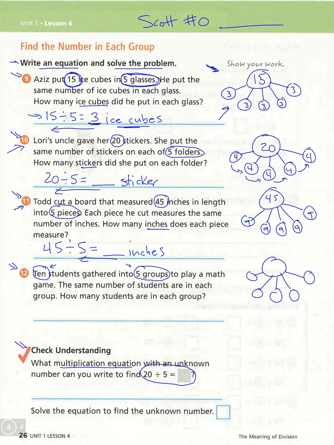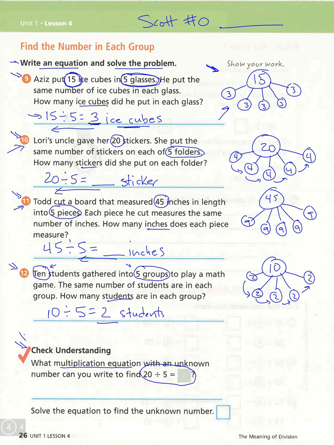Sorry, 10 students. Here's our 10 students. They divided up into 5 groups. So 10 divided themselves up into 5 groups. How many kids were in each group, right? How many students were in each group? So we're thinking, oh, and I already did it. Sorry, 2. What times 5 is 10? 2 students. So 2, 4, 6, 8, 10. So we can prove it that way.